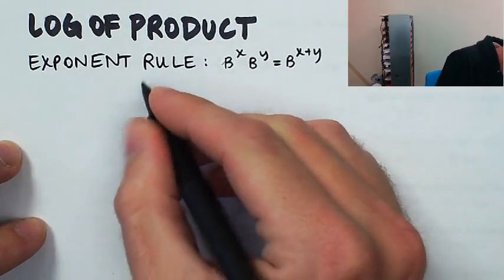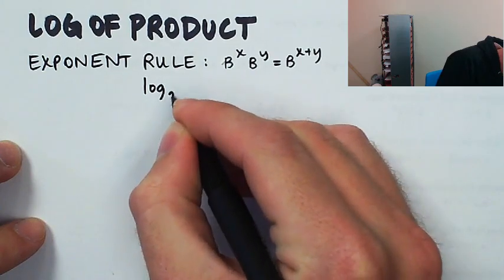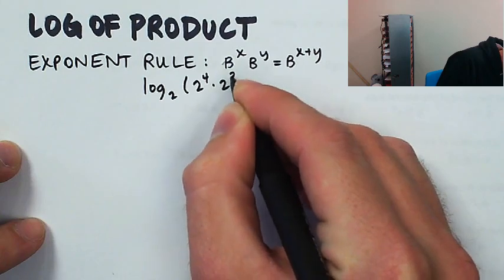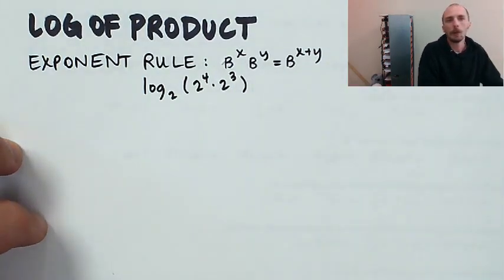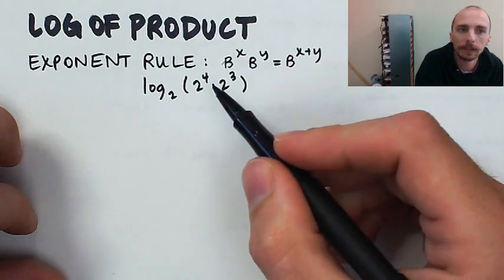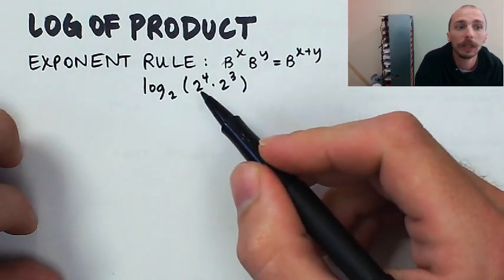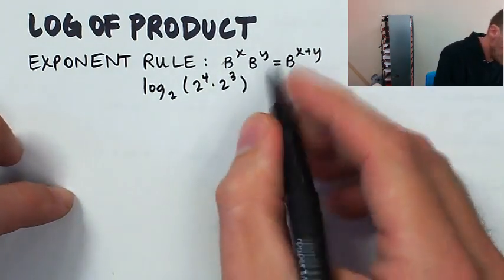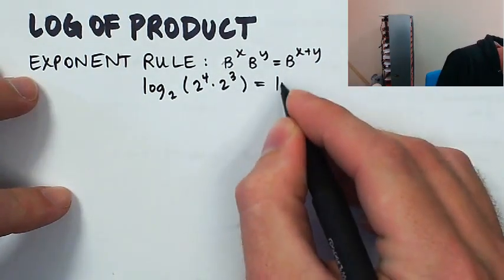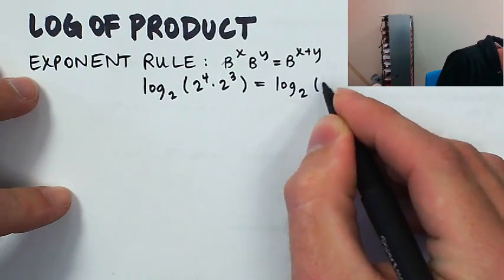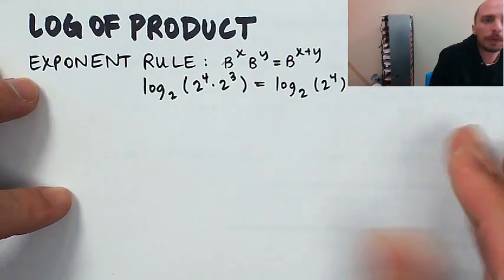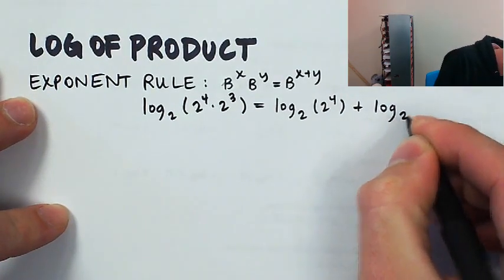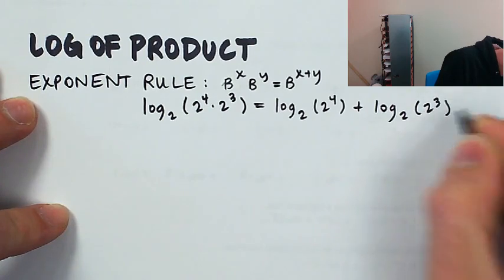if we took the log with base 2 of 2 to the 4 times 2 to the 3. On one hand, we could combine these and use that exponent property and say that's going to be log base 2 of 2 to the 7, and that's going to be equal to 7. But I'm going to show you that this is equal to the log base 2 of 2 to the 4 plus the log with base 2 of 2 to the 3.